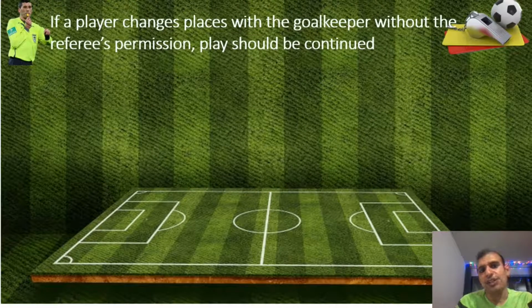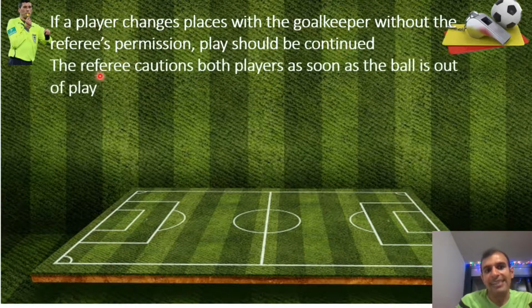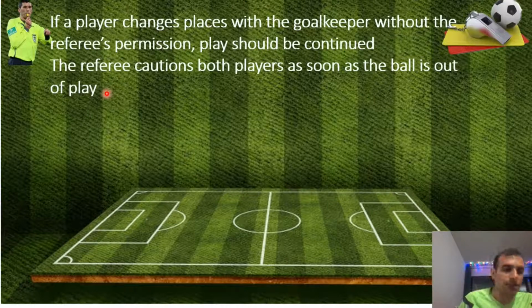If a player changes places with the goalkeeper without the referee's permission, play should be continued. And the referee cautions both players as soon as the ball is out of play. Referee will show a yellow card to both players. But please note, there is an exception.